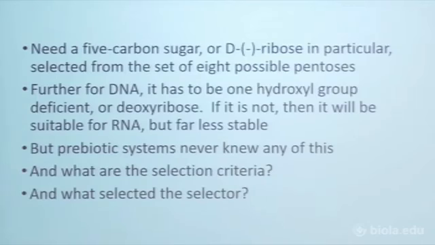So what happens is you need these 5 carbon sugars, or you need to have the D-ribose in particular. If it's for DNA, you have to now pull off one of the hydroxyl groups to be deoxyribose, unless you want to start with RNA, which is fine, and then you'd have ribose, but then it's a lot less stable. But the prebiotic system never knows that.